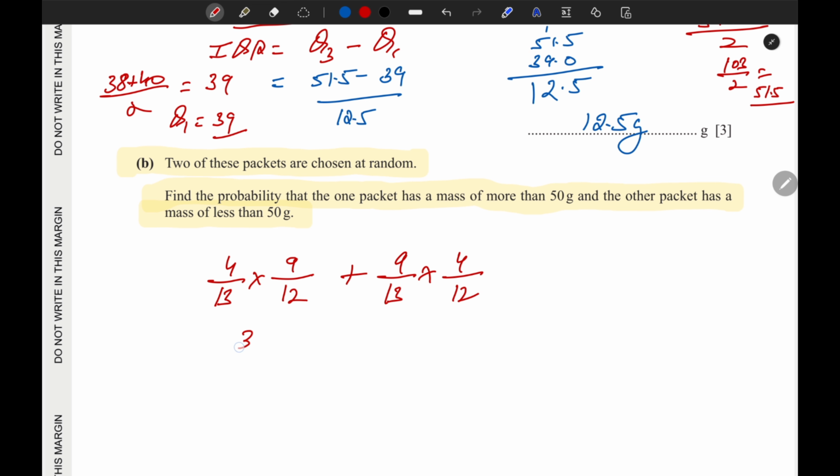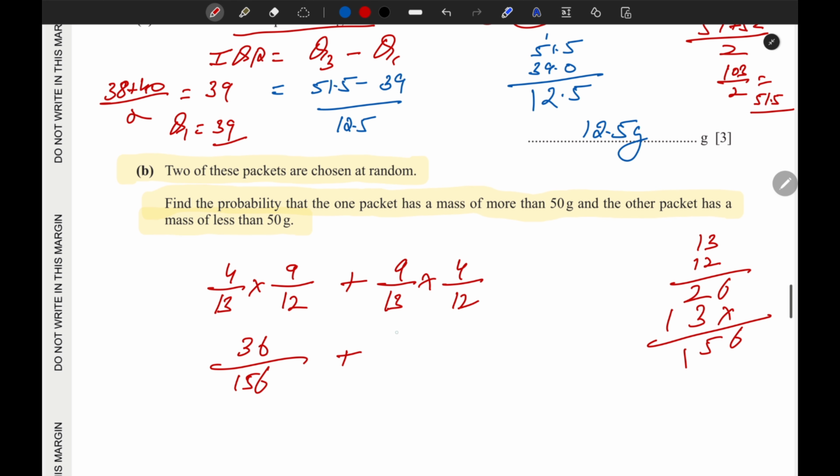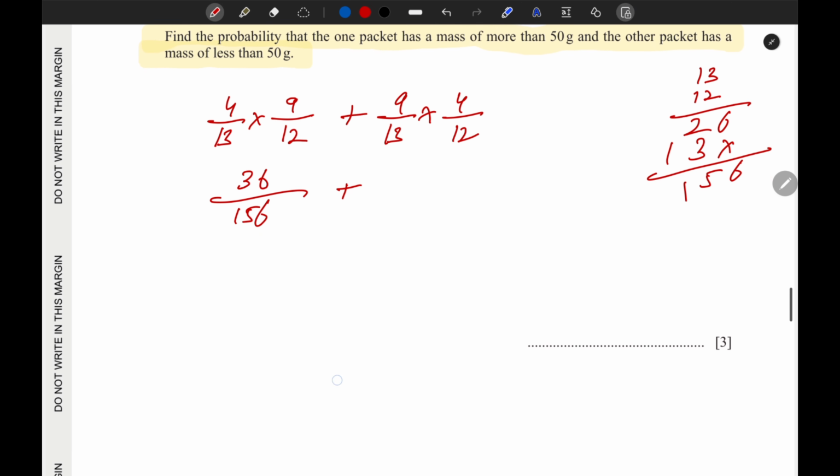4 9s are 36, and then 13 times 12: 3 2s are 6, 2 1s are 2, cross, 1 3s are 3, 1 1s are 1, giving 6 5 1. So this is 156. Plus again this is 9 4s are 36 upon 13, it is 156.